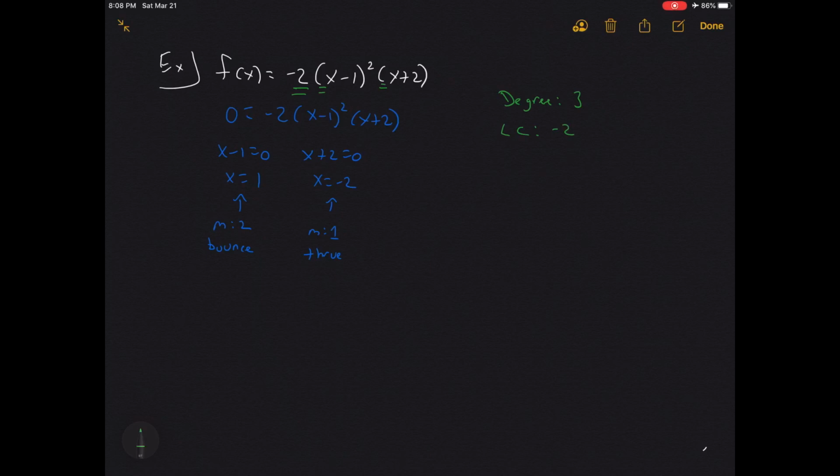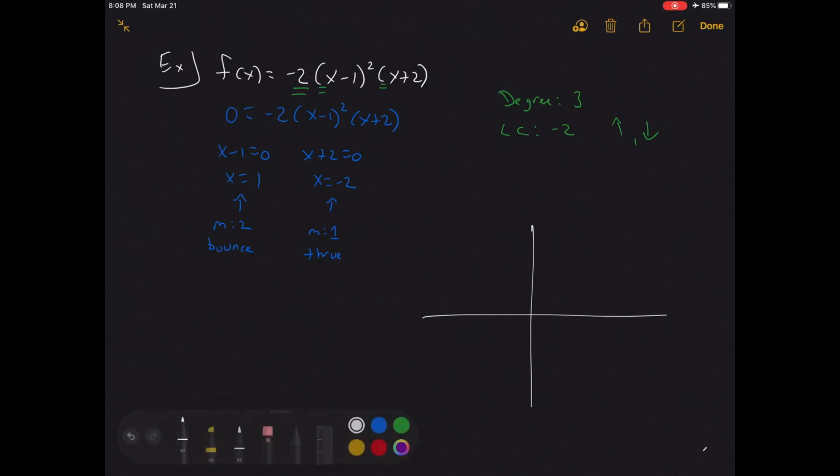The degree was 3, so it's odd, going in opposite directions. The fact that the leading coefficient is negative means that it's going to start up and finish down. Remember, negative generally in a down direction. So let's go ahead and look at the graph. And remember, the degree 3 means it can have a maximum number of turns of 2, so it should turn twice in this case. So let's go ahead and put some values on here.